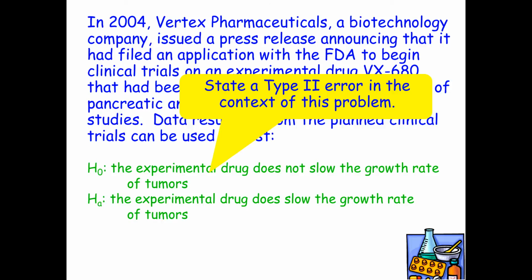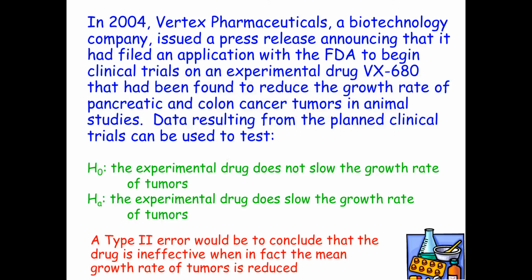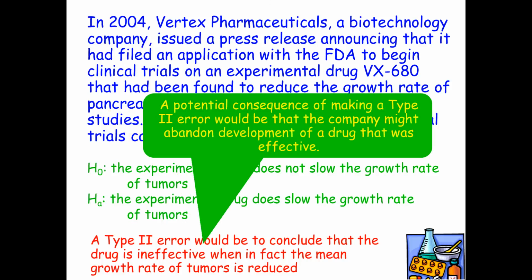So if we made a type 2 error, we would say, hey, yes, the drug does not slow down the growth rate. And so what would be the consequence of this? Oh, the drug company would stop working with this drug when in actuality it was effective. So they missed out on saving lives.